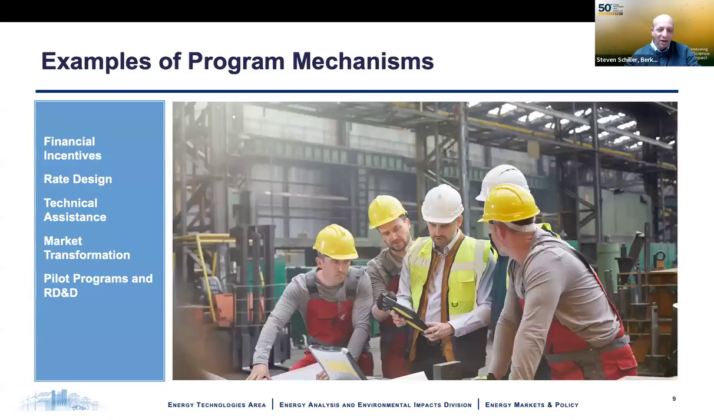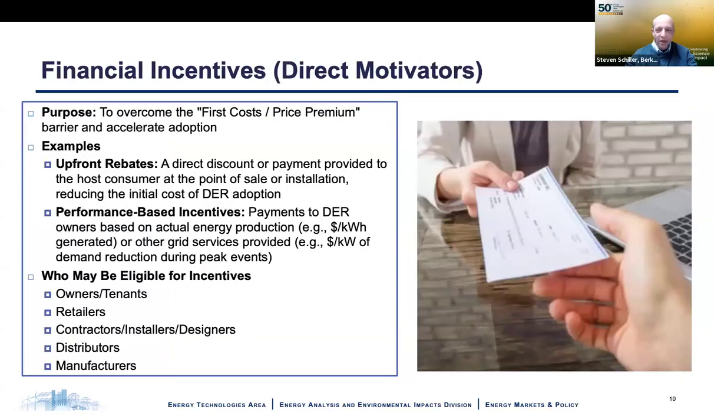Okay, so let's now turn to some program mechanisms and hopefully no more errors in my graphics. So what I'm going to do is talk a little bit about some of the mechanisms that are used in programs: financial incentives, the rate design, technical assistance, market transformation, and pilot programs. These are ones I mentioned earlier, but I'm going to try to do a slide about each one for you all. So financial incentives.